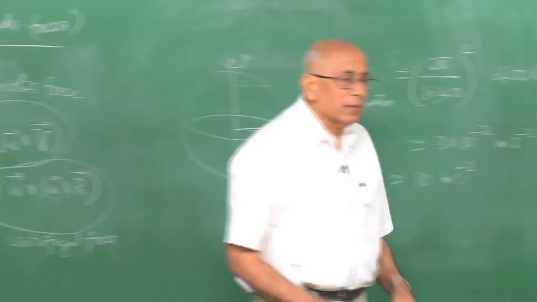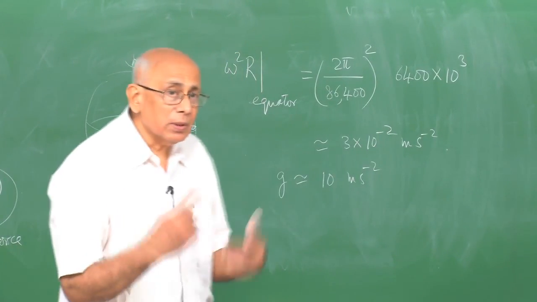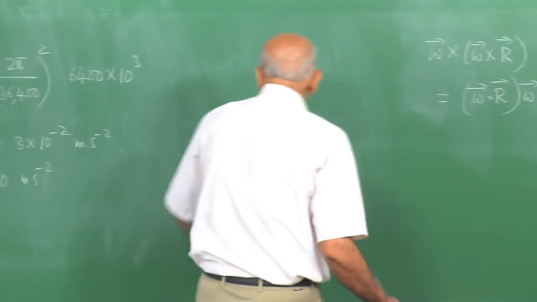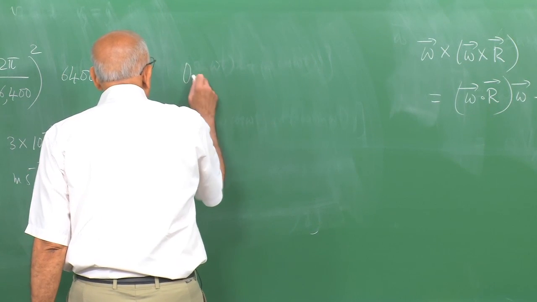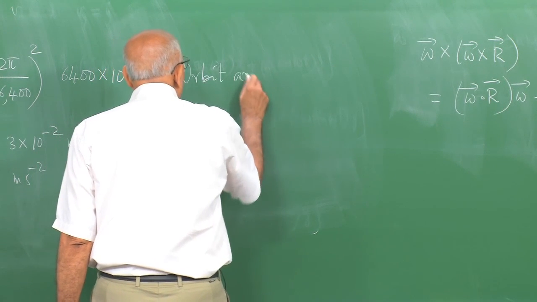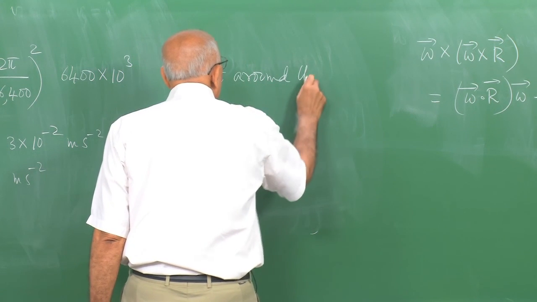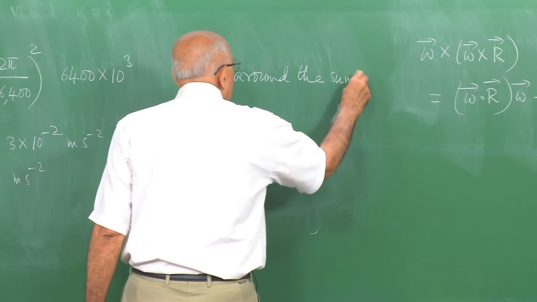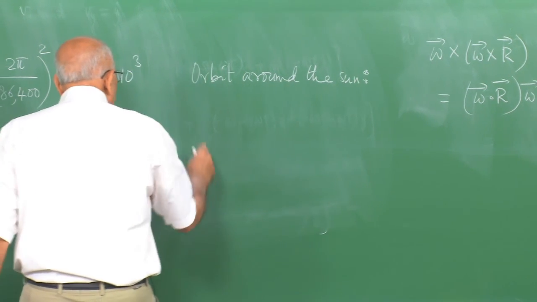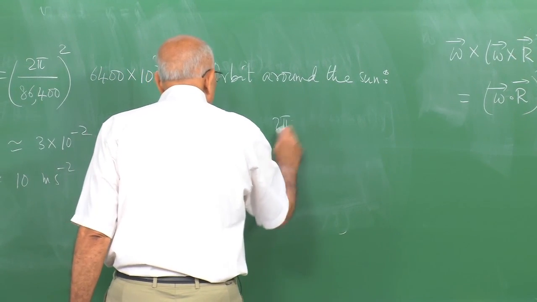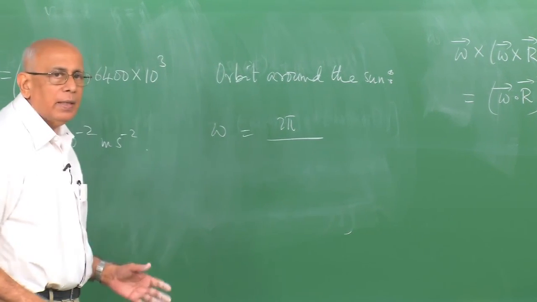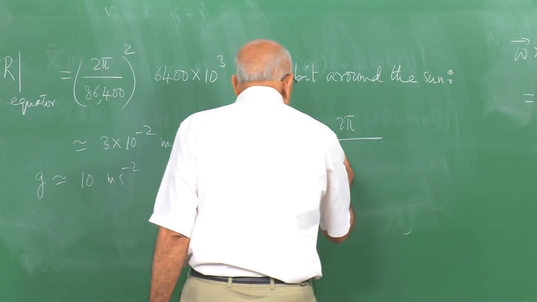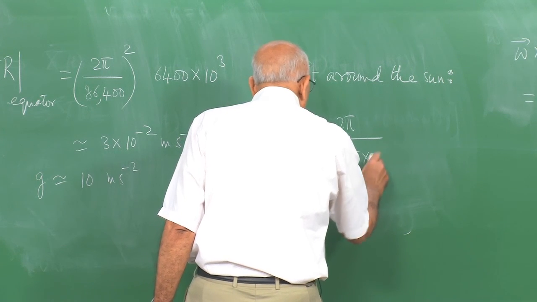What happens now when the earth goes around the sun? That too is a rotating frame of reference. So we can compute what happens there quickly. The orbit of the earth around the sun, and we need to compute omega squared r. Omega in this case is 2 pi divided by a year, and a year is 365 days multiplied by 86,400 seconds. This is 3.15 times 10 to the 7 seconds.